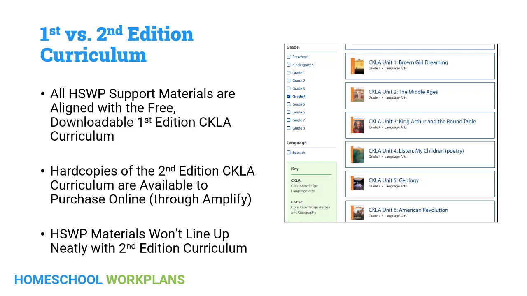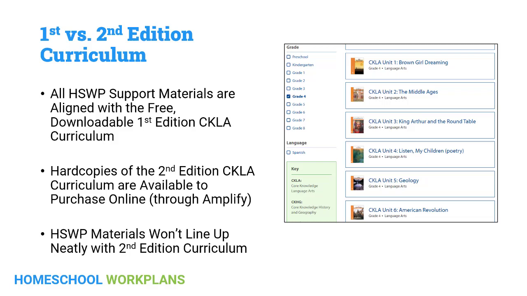Now, if you start looking around on the Core Knowledge website, you'll likely see that hard copies of the teacher's guides, readers, and activity books are also available from their publishing partner, Amplify, and this is specific to the language arts curriculum. This issue does not affect their science or history and geography curriculum. Now, you can order hard copies of the language arts materials directly from the Amplify website, but keep in mind what's available from Amplify is mostly second edition materials, and they're pretty different.